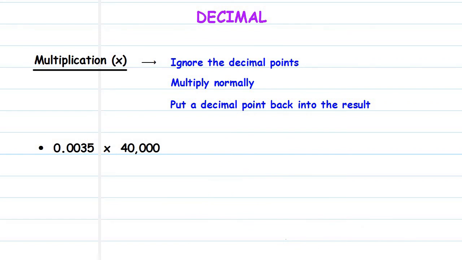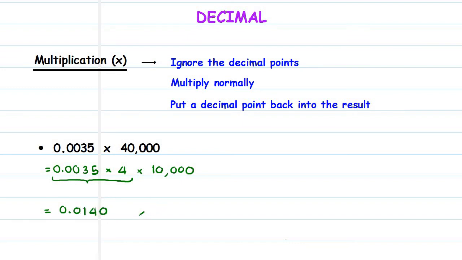How about 0.0035 times 40,000? We can simplify this. This will be equal to 0.0035 times 4 and then times 10,000. And then we can multiply the first part first. We will get 0.0140. Again, still multiply 10,000.